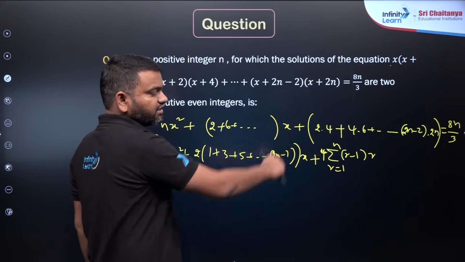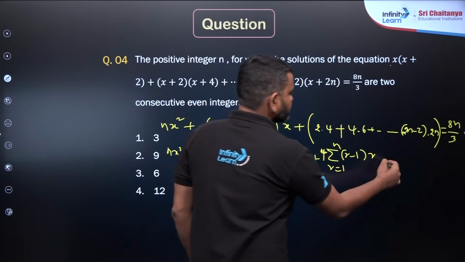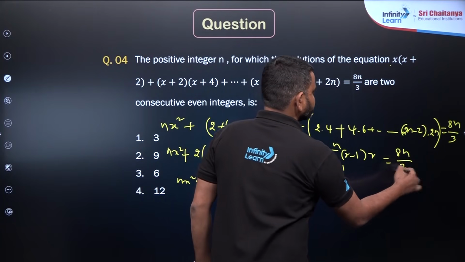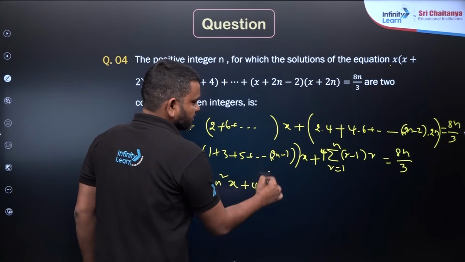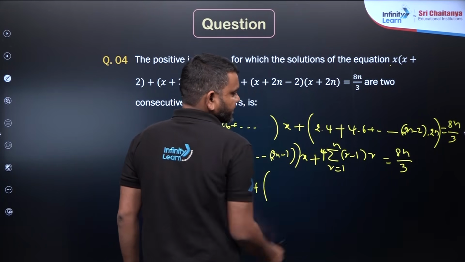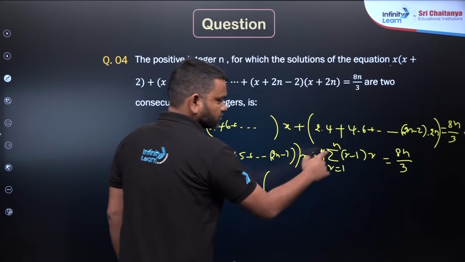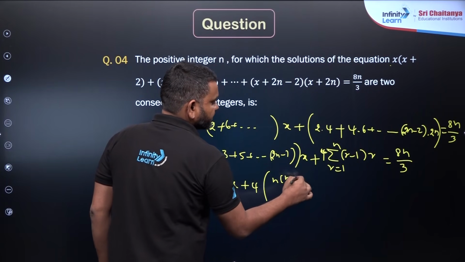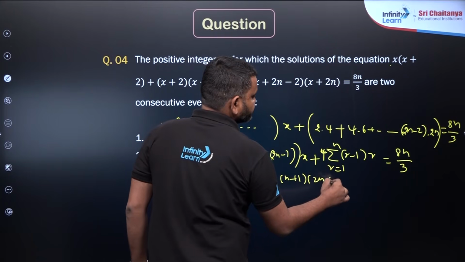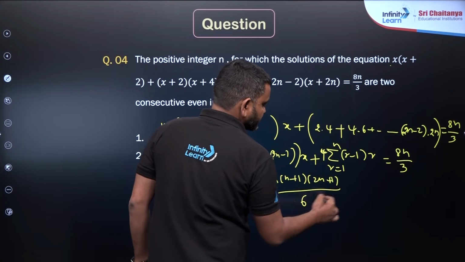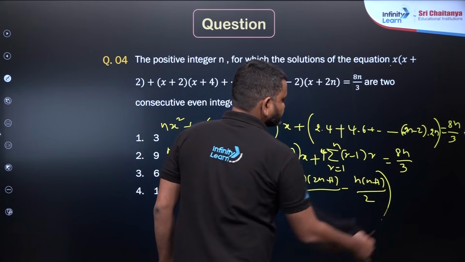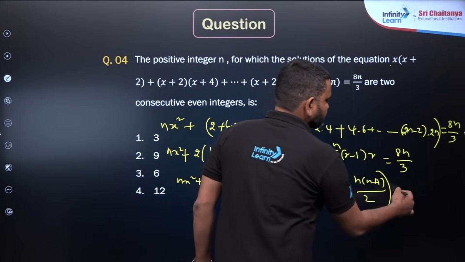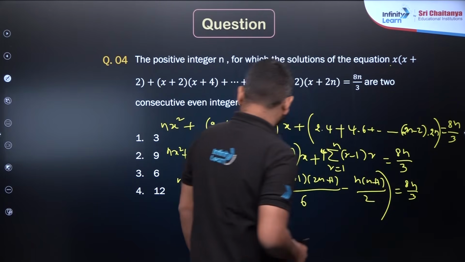Okay, that r value is going from 1 to n. This is equal to, we are given, 8n by 3. Now children, here 4 is already there. Now this is kind of r square minus r. So summation of r square is what? n into n plus 1 into 2n plus 1 divided by 6, minus only r. So that is n into n plus 1 by 2. Now this is equal to 8n by 3.